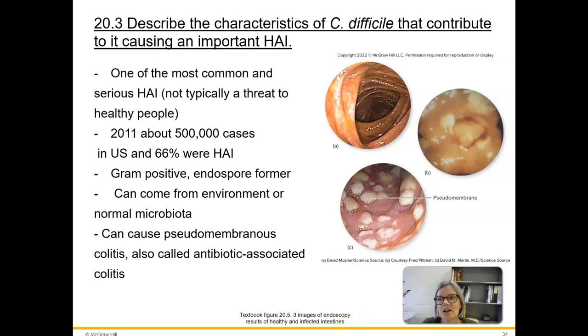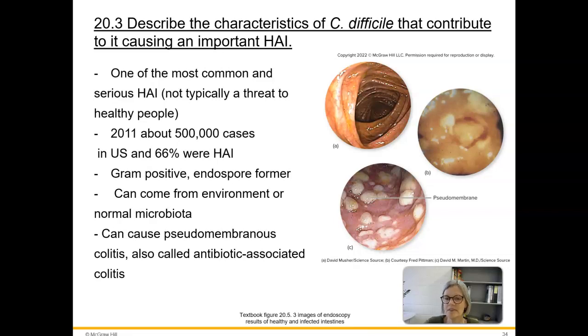In this video, we're going to talk about a healthcare-associated infection that's much more common than Candida auris. And this one, it says, describe the characteristics of C. difficile. You might hear that called C. diff. And you might remember that that's called Clostridioides difficile that contribute to it causing an important HAI.